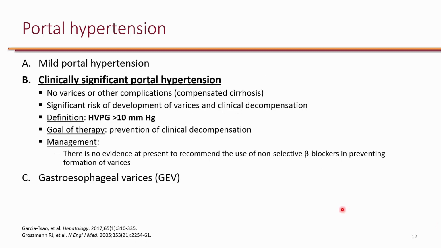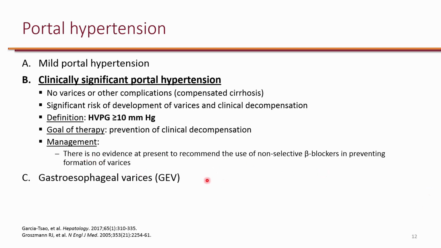Next, we have patients who progress into clinically significant portal hypertension. This is defined as HVPG of greater than or equal to 10 millimeters of mercury. So there should be an equal sign here. For these patients, the goal of therapy is prevention of clinical decompensation. For management of this patient, there is no evidence at present to recommend the use of non-selective beta blocking agents for prevention of varices.